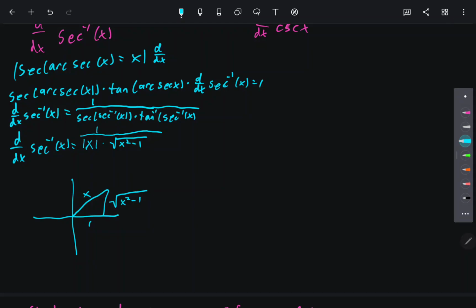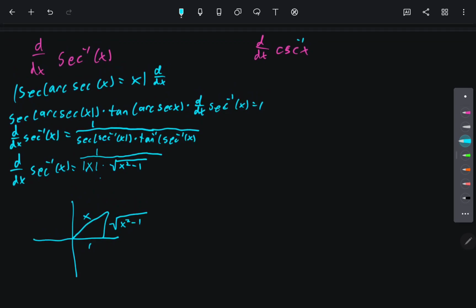The reason why secant inverse has this absolute value of x inside of it is because it's always increasing. And because of that, we can't have a negative x value in here on its graph. So we say that the derivative of secant inverse of x is 1 over the absolute value of x times the square root of x squared minus 1. So that's the reason why we have this absolute value in here. In another definition of secant inverse there is no absolute value. However, for the one that I use, there is.